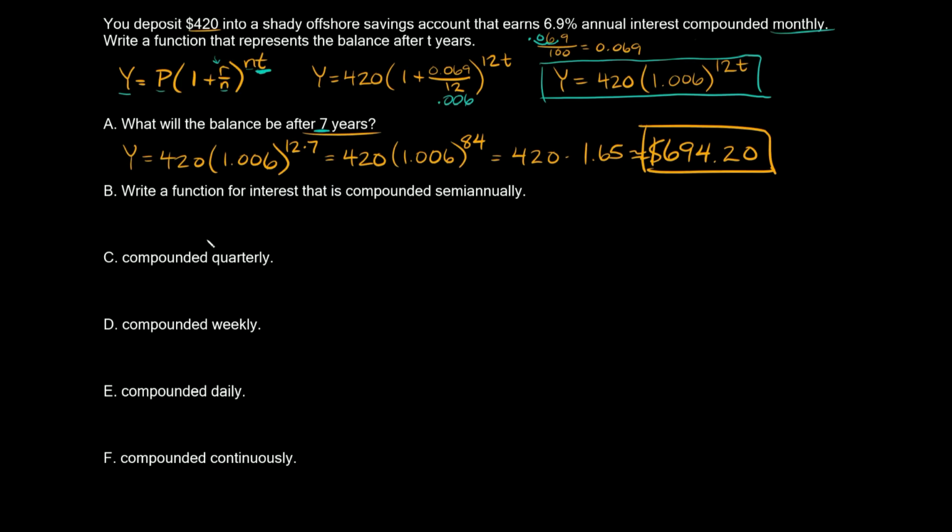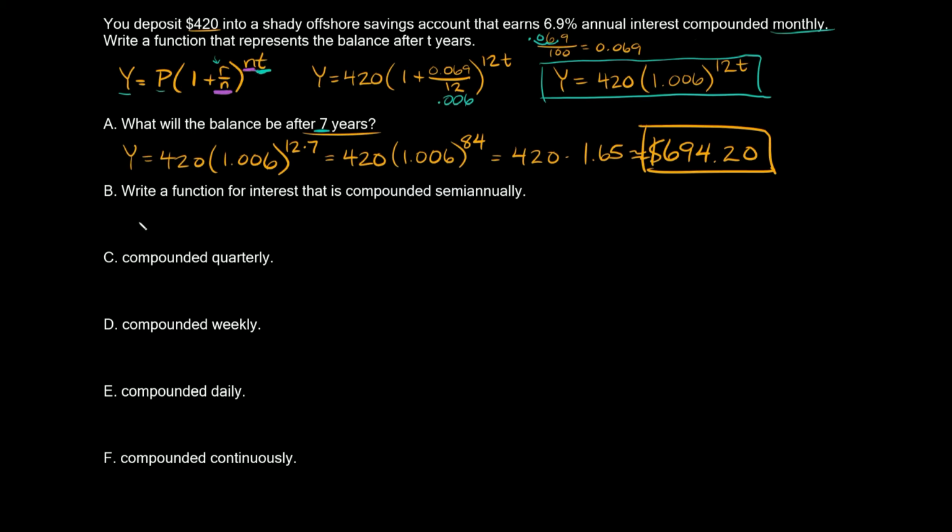So now let's start changing how often our interest is compounded. B over here says write a function for interest that is compounded semi-annually. Semi-annually just means twice a year, or every 6 months, whichever way you want to think about it. If we're going to write a function for this, it's going to be really similar to the one that we originally found up here. The only thing that's going to change is our n value.